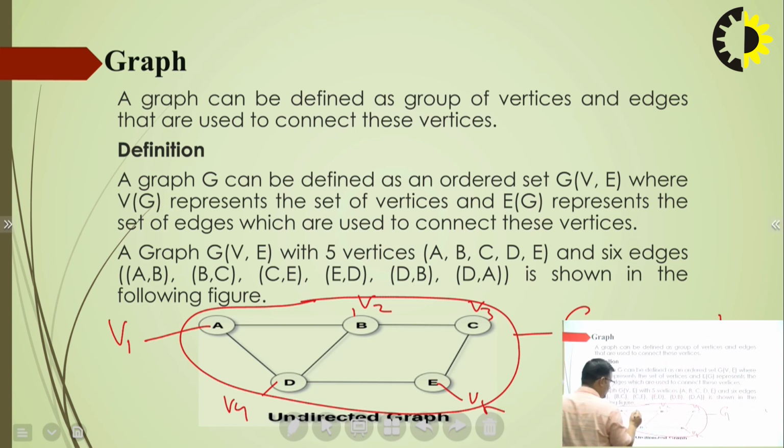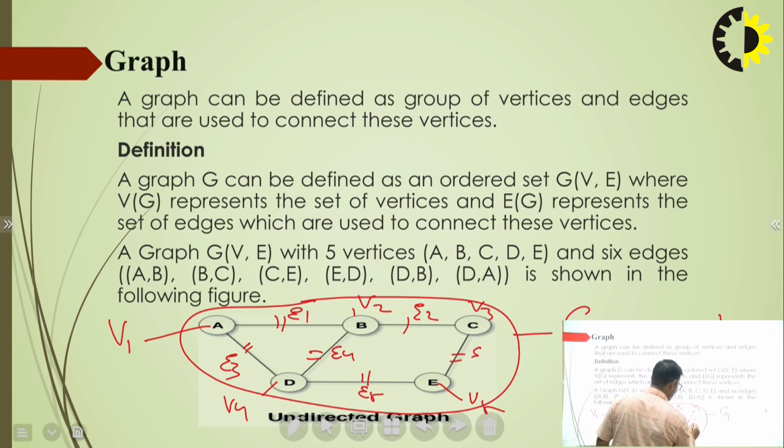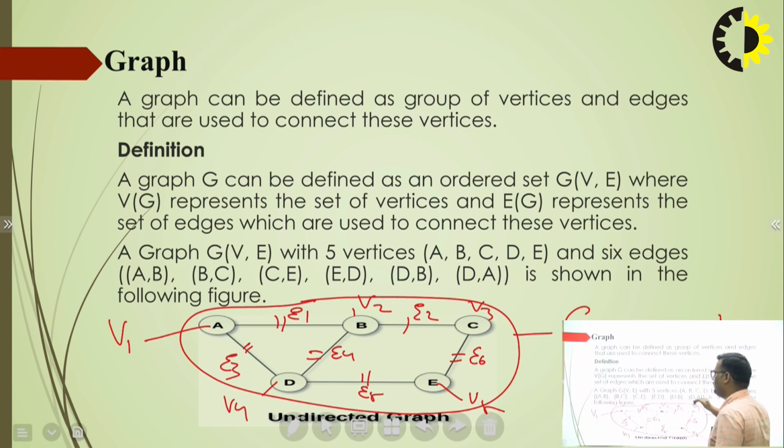So here this is edge E1, E2, E3, E4, E5, E6. Okay, here we can say that A, B, C, D, E are vertices, and E1, E2, E3, E4, E5, E6 are edges. So we can say that a graph is a collection of vertices and edges.